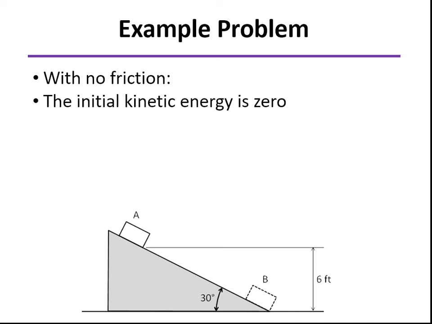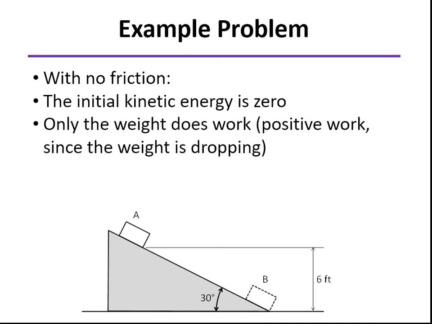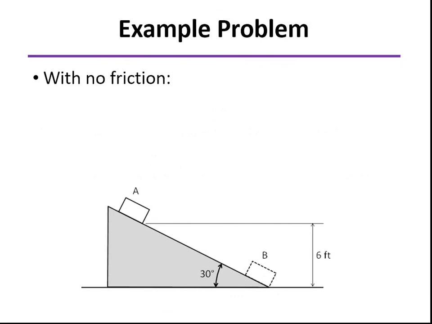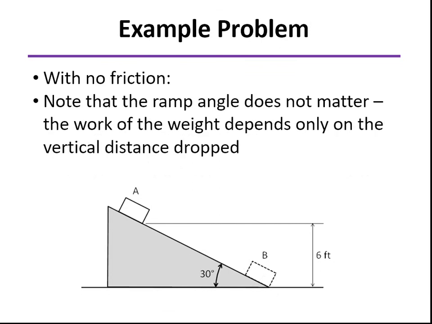So we start from rest with initial kinetic energy of 0. The weight does positive work, and when we calculate what that work is done over the 6-foot drop, we can calculate the final kinetic energy and then solve for the velocity at point B. Important to remember here that if there is no friction, it doesn't matter what that ramp angle is. Again, the normal force is not going to be doing any work regardless of what that angle is. And remember that the work of the weight involves only the vertical distance dropped, in this case the 6 feet.